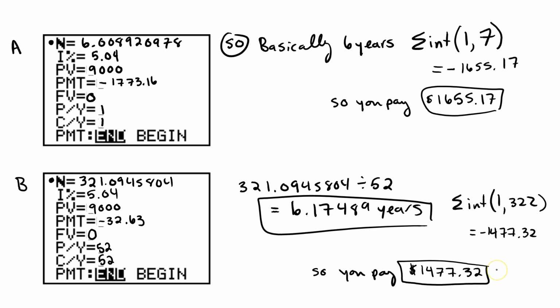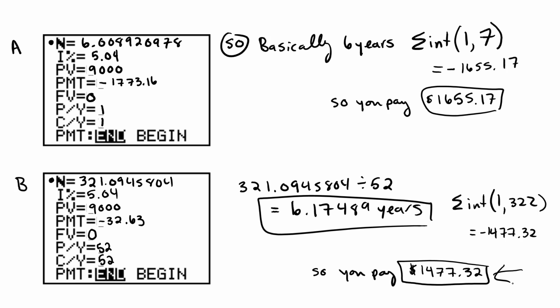And the difference between 6.00892098 years and 6.17489 years is negligible. It's not like you're taking a ton more time to pay off option B. But if you wanted to pay off your loan quicker, that could be a consideration. But personally, I would want to pay less money, and option B is that.